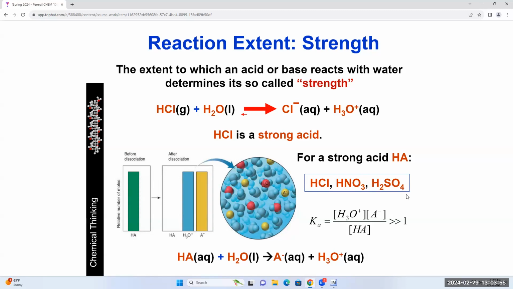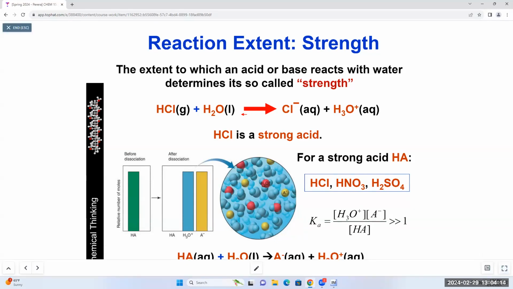Okay. Again, what is a strong acid? The Ka value is greater than 1. If the Ka is greater than 1, it's a strong acid. Right? So there is something that we need to deal with here.